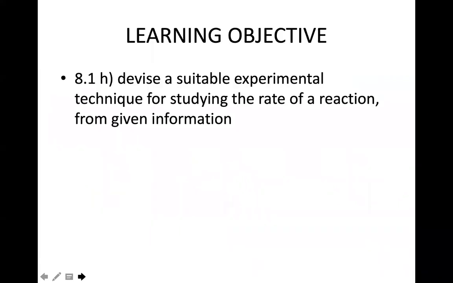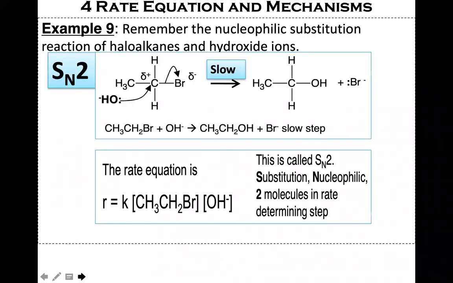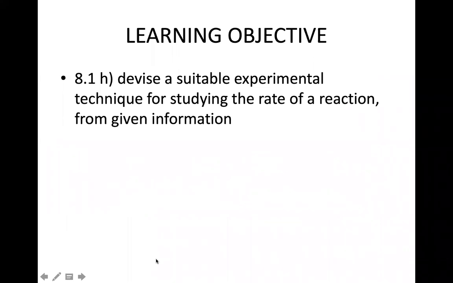Moving away from the rate equation and the mechanism, the next one is to devise a suitable experimental technique for studying the rate of reaction, okay? So how do we study the rate of reaction? Usually when we talk about rate, it's about the change in concentration, okay? You can either monitor the change in concentration of the product, in which case it would be increasing, or the change in concentration of a reactant, in which case it would be decreasing over time.